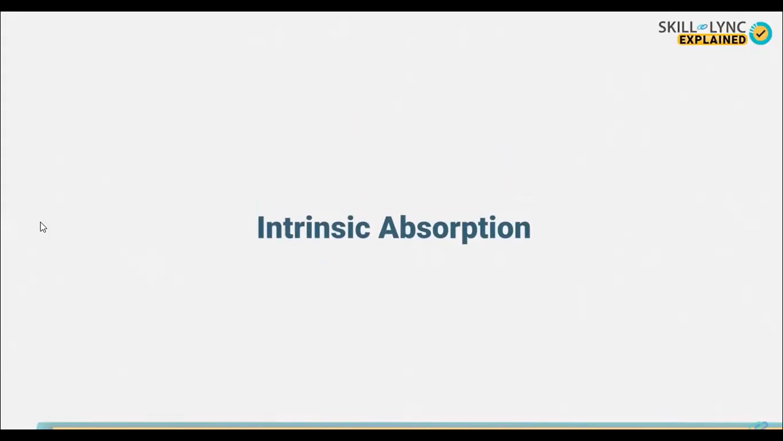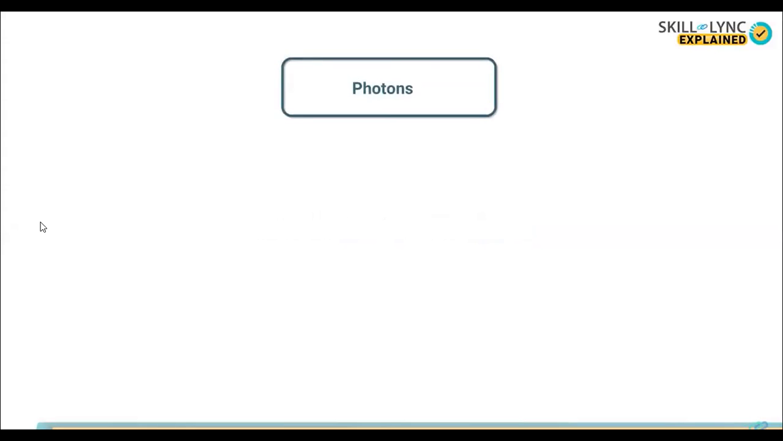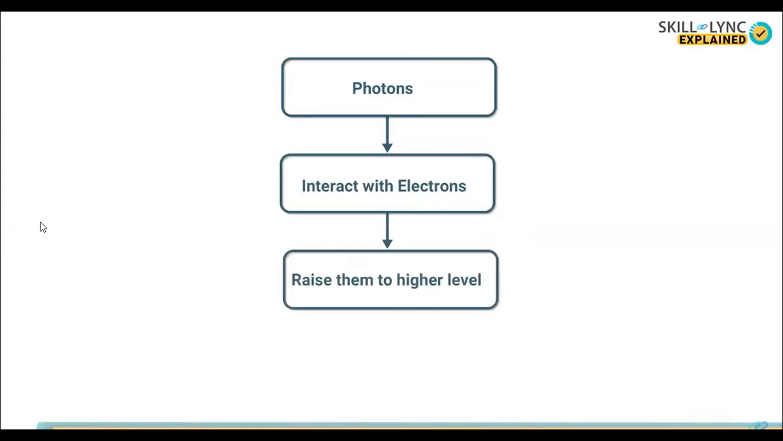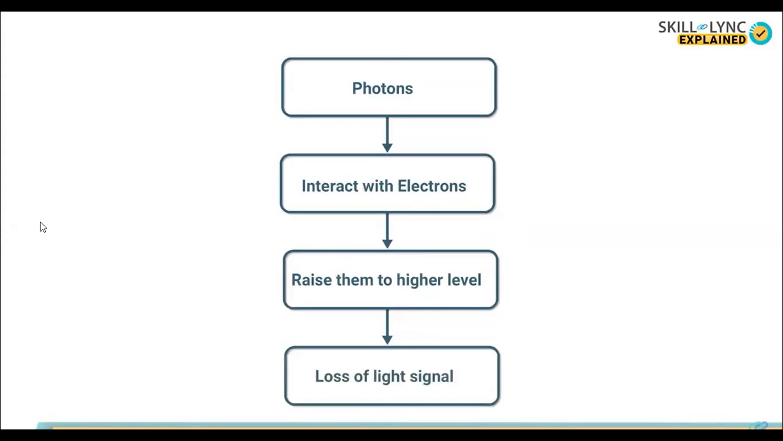Let's first discuss intrinsic absorption. In the optical fiber, the light-carrying particles are called photons. These photons, when interacting with the electrons that are present inside the fiber, are absorbed by the electron and raise them to a higher energy level. This results in a loss of light signal and is called intrinsic absorption.